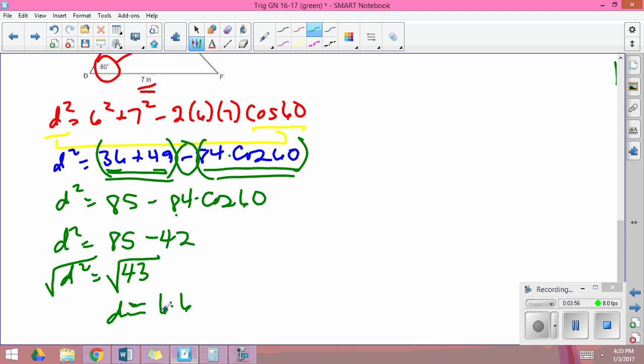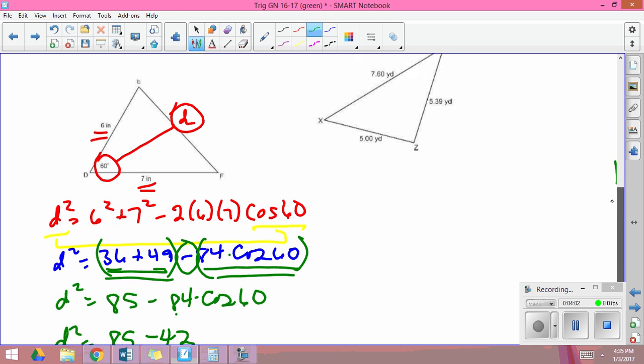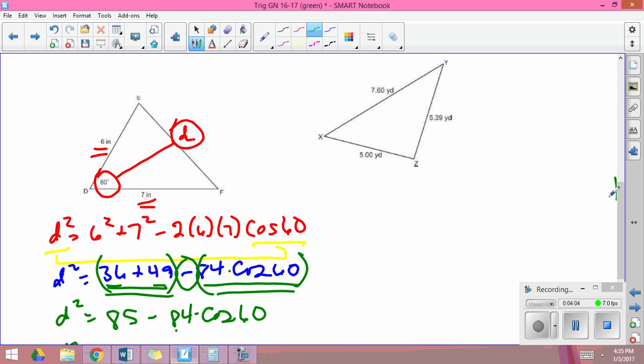So this is useful for finding a side length, and we can also find angles with it. But if you go back here and you think about wanting to find side d, I don't have enough information to try to do the law of sines. And that's why I have to use the law of cosines. I'm missing too much information.